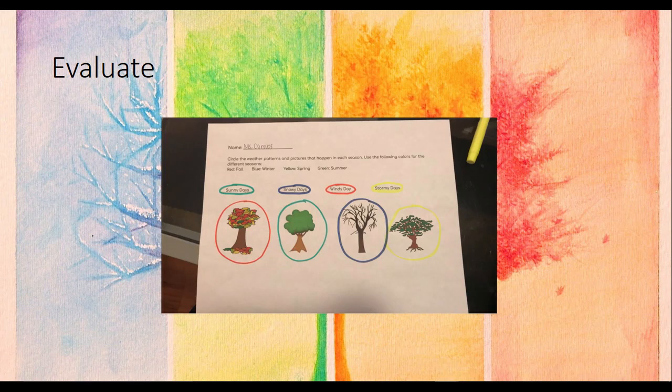During the evaluate, we will be assessing students by giving them a quick exit ticket. Students will be given a slip with the following weather patterns listed: snowy day, windy day, sunny day, and stormy day, and pictures of trees with colorful leaves, no leaves, some leaves, and a tree full of leaves. In 4 colors, red for fall, blue for winter, yellow for spring, and green for summer, students will identify which season the listed weather pattern and picture occur in by circling them.